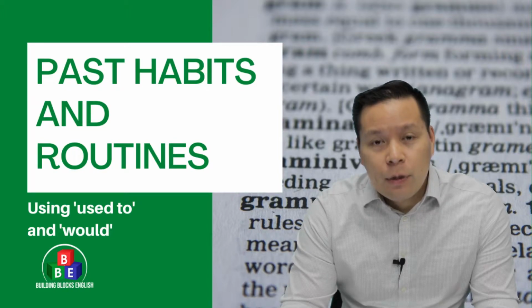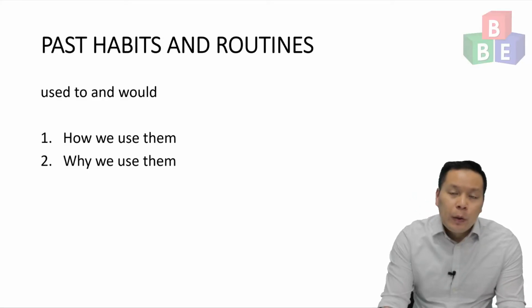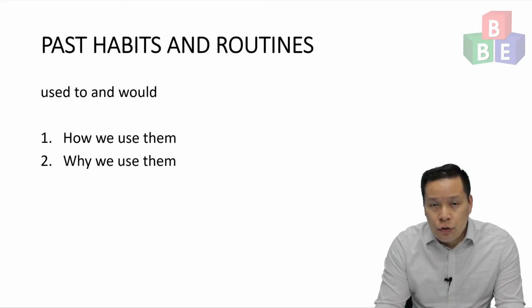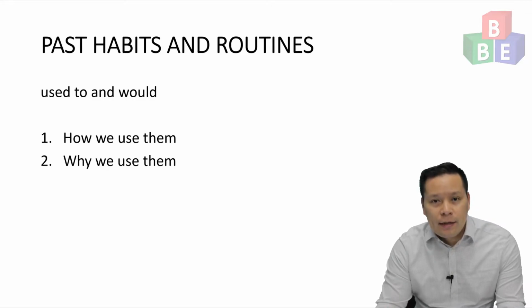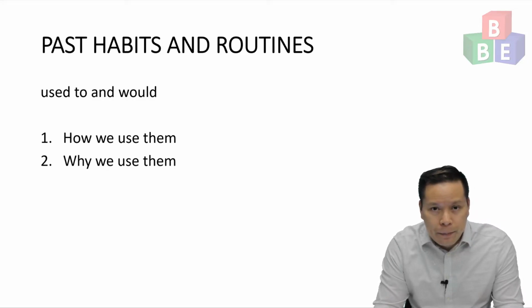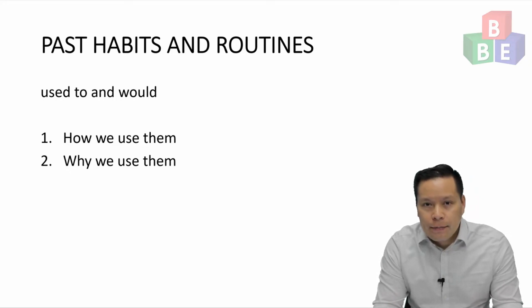In today's lesson, we're going to talk about past habits and routines. In this video, we're going to talk about the verbs used to and would. These are two ways we can talk about habits in the past or routines in the past. This is a follow-on video from last week's video on past simple and past continuous. This is also considered a past tense as well. We're going to learn how to use these and why we use these.